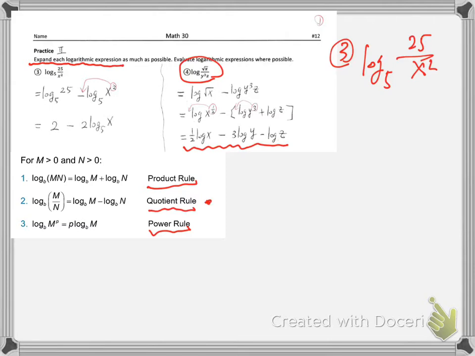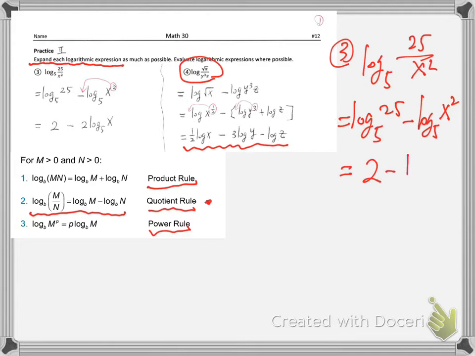So log m over n is log m minus log n. So we have the same base. Log base 5 of 25 minus log base 5 of x squared. So we change the quotient to a subtraction. So that's step 1. And step 2, we can simplify log base 5 of 25. So this is 2, minus log base 5 of x squared.